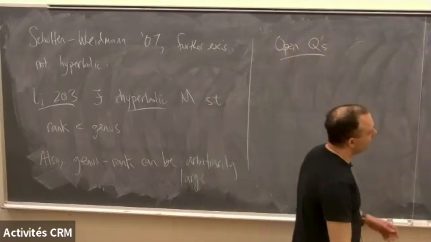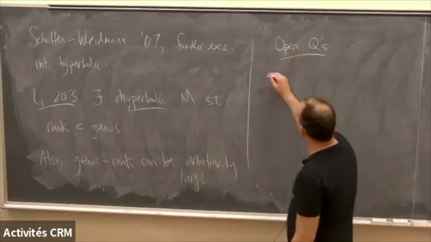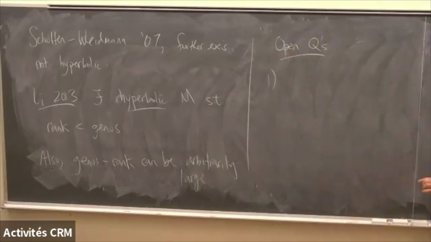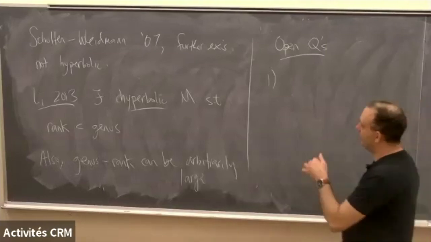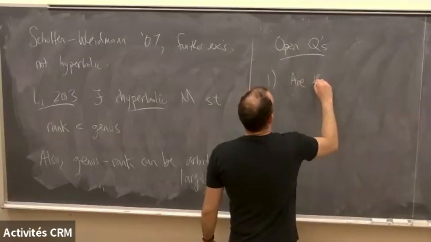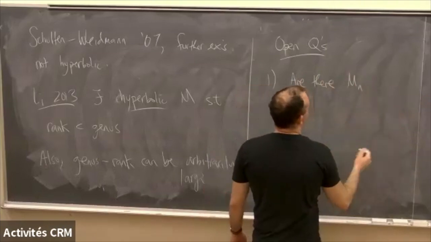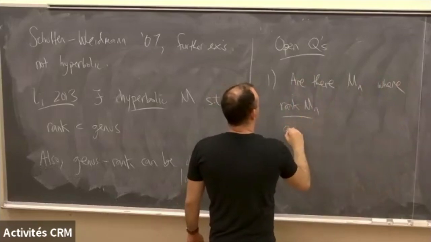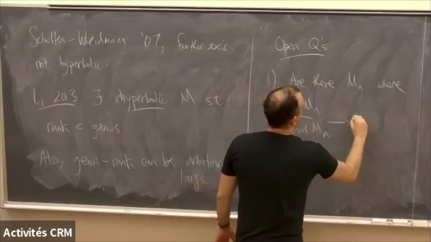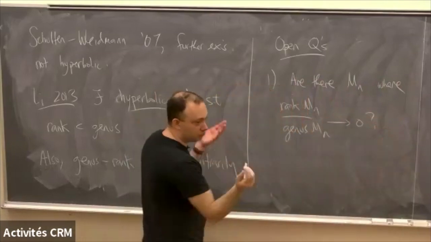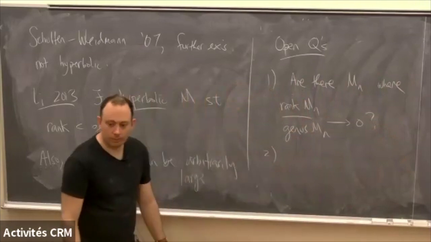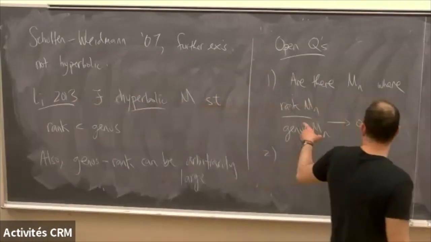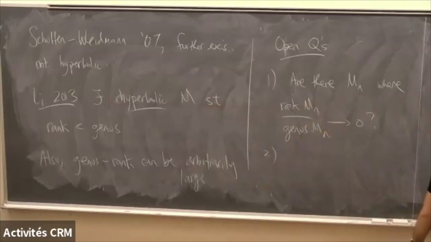So maybe first, okay, I can make the genus minus the rank arbitrarily large. Can I make the ratio between them arbitrarily large? Right, so are there, well, maybe I'll phrase it like this: are there Mn where the rank of Mn over the genus of Mn goes to 0? So we don't know. I think actually the smallest ratio that's known here is like 2/3.